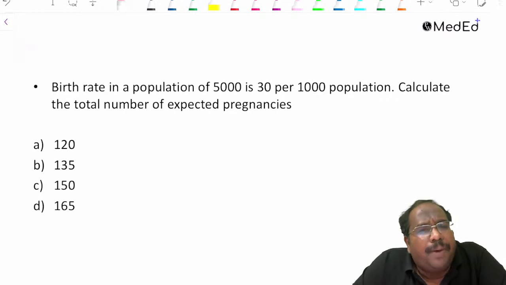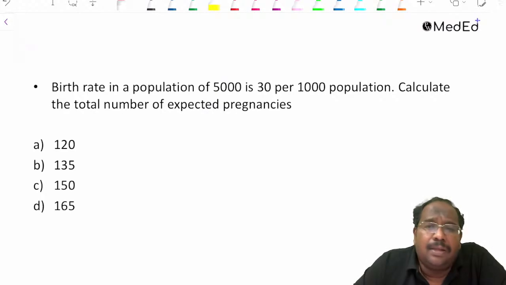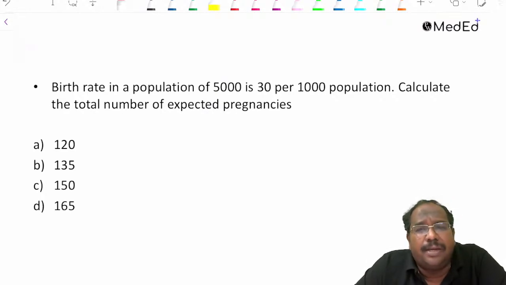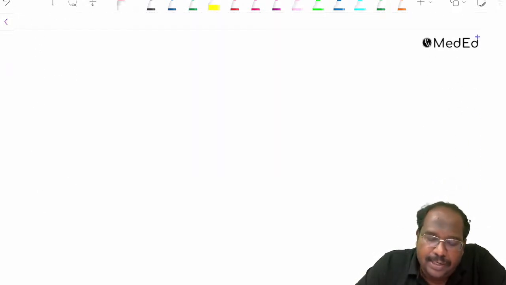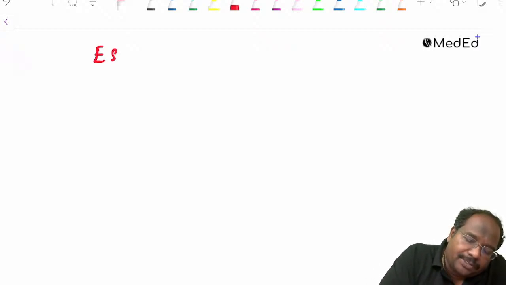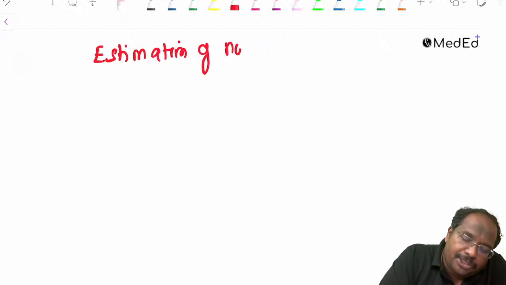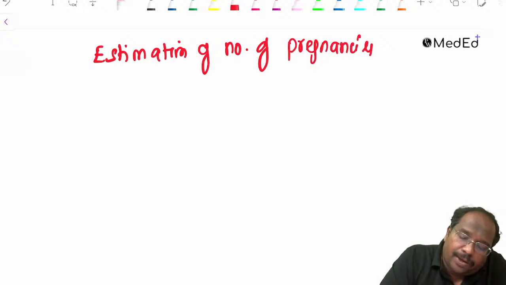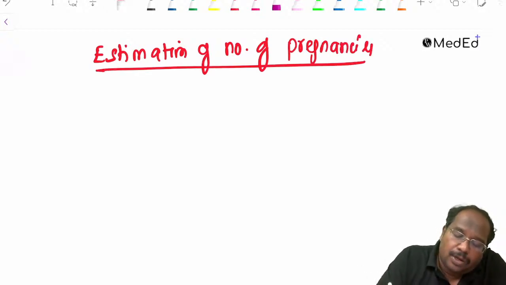Now, birth rate in a population of 5,000 is 30 per 1,000 population. Okay, birth rate is 30. Calculate total number of expected pregnancies. This is an INICET question. So let us understand this: estimation of number of pregnancies. So first is expected number of live births.